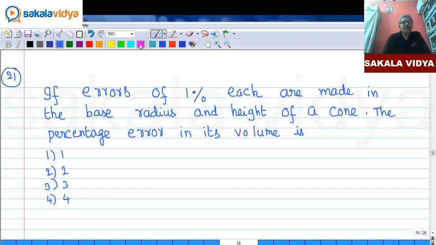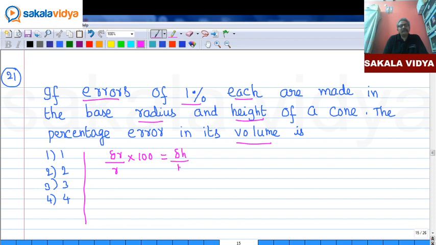So now, if errors of 1% each are made in radius and height of a cone, then the percentage error in the volume you need to find out. So that means delta R by R into 100 equal to delta H by H into 100 equal to 1. What is the volume of a cone? 1 by 3 pi r square h. So now this 1 by 3 pi is constant, keep it like this.